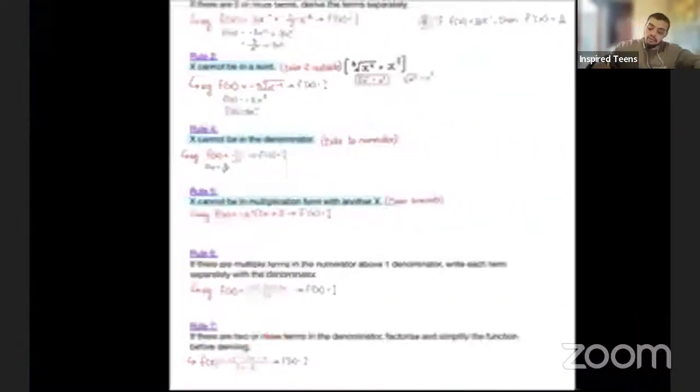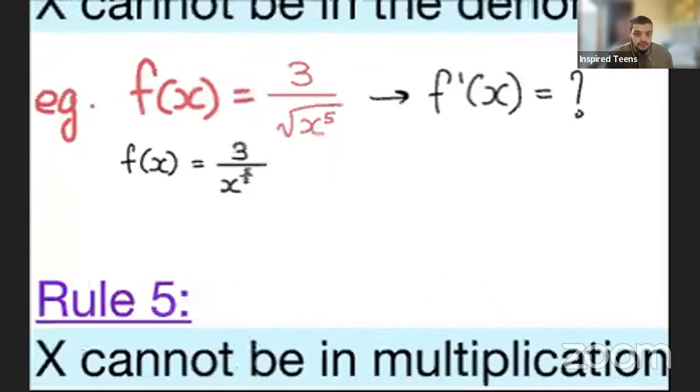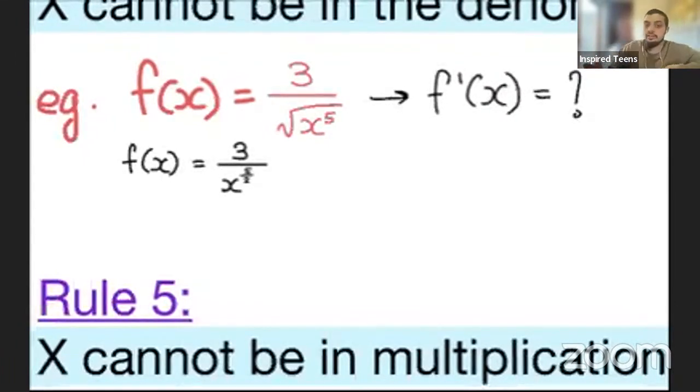So how do you take it out of the denominator? This is where your negative exponents come in. If x is in the denominator and it's positive, to take it to the numerator you make the exponent negative. If you want to move it from denominator to numerator, or numerator to denominator, all you have to do is change the sign. So in this case, it's in the denominator and it's positive, so I just make the exponent negative. This becomes 3 times x to the power of -5 over 2.